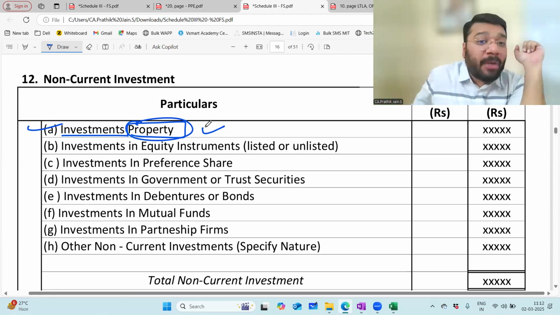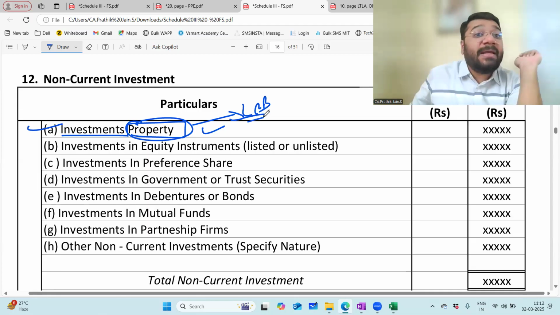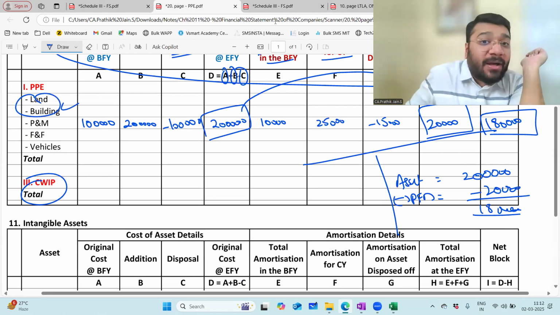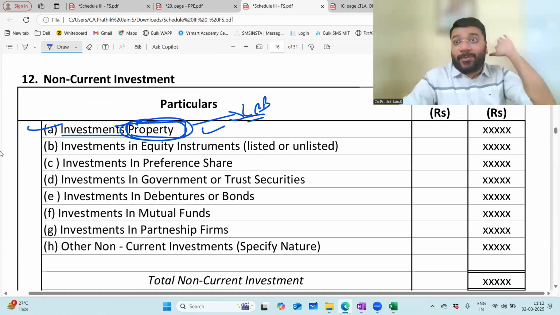Here also property is there. Property means what? Land and building. So land and building is coming here also. So which land and building should I take here? Think and respond. You're a CA now.